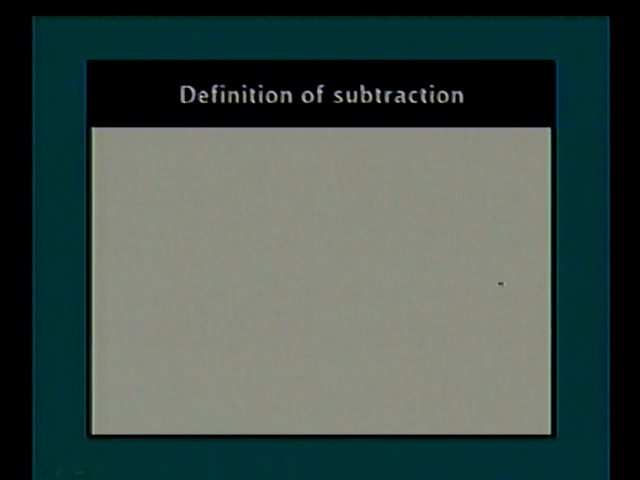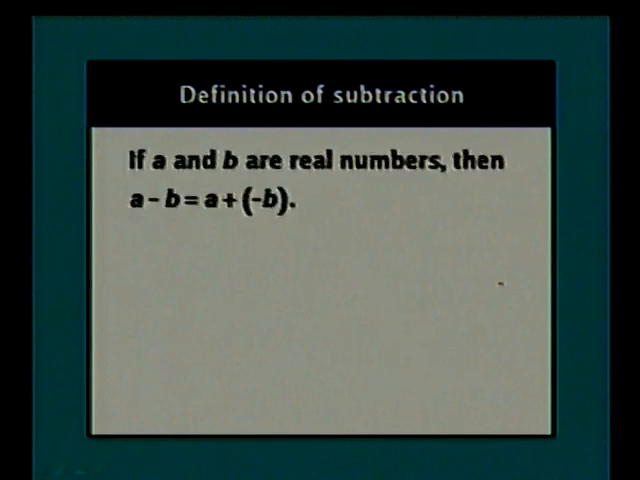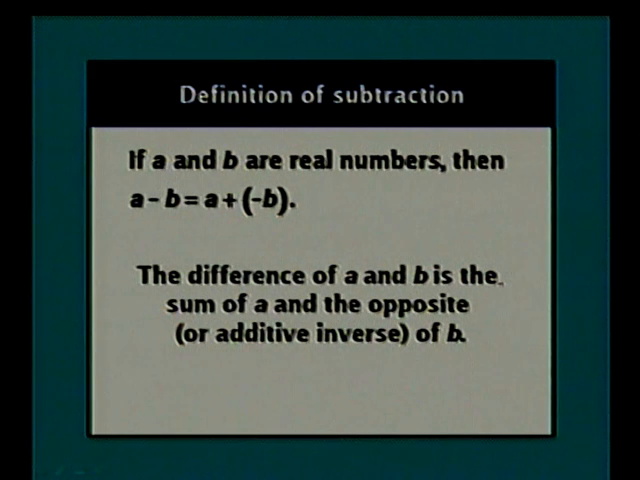Now I want to point out the similarity between the definition of division and the definition of subtraction. If a and b are real numbers, then a minus b equals a plus the opposite of b. So the difference of a and b is the sum of a and the opposite, or additive inverse, of b. So you can see the parallel here. Subtraction is defined in terms of addition, division is defined in terms of multiplication.